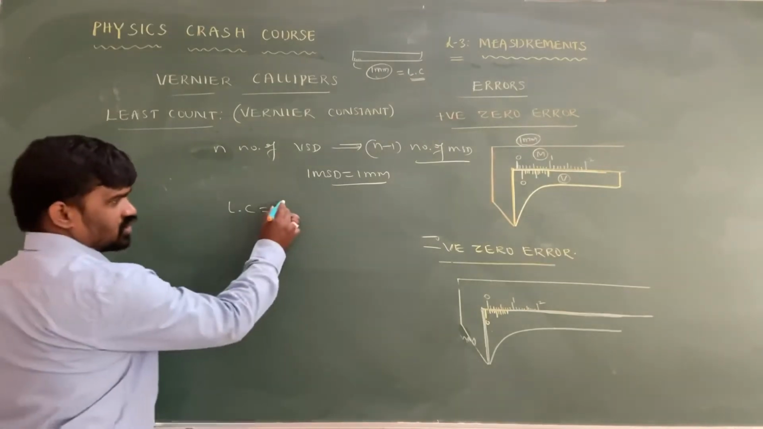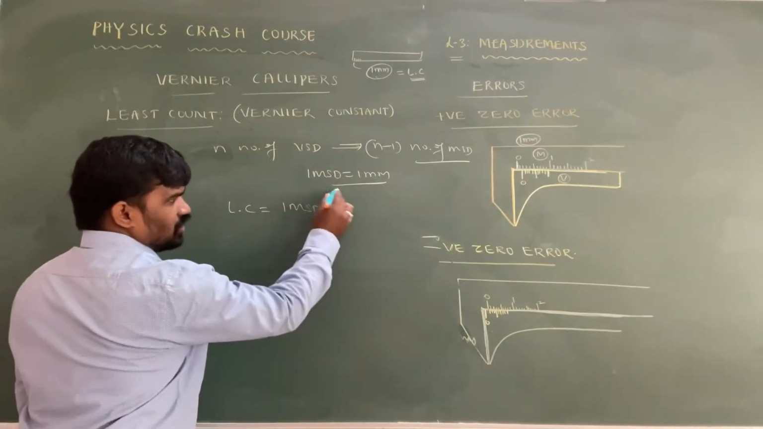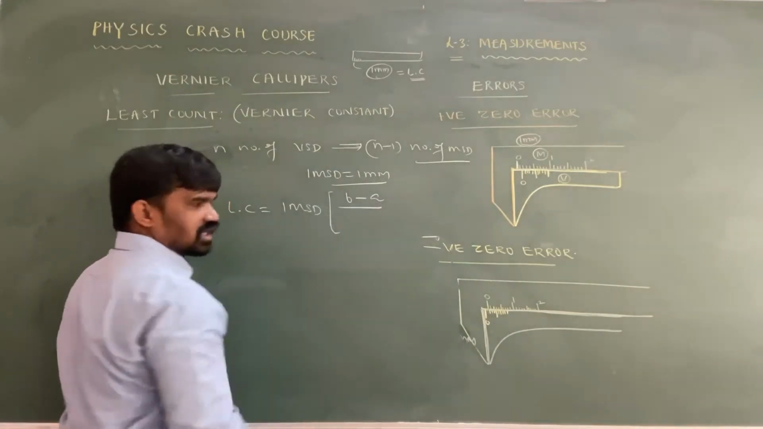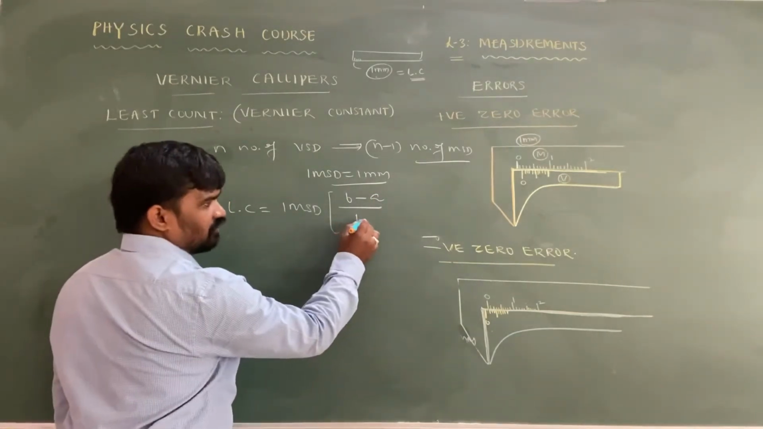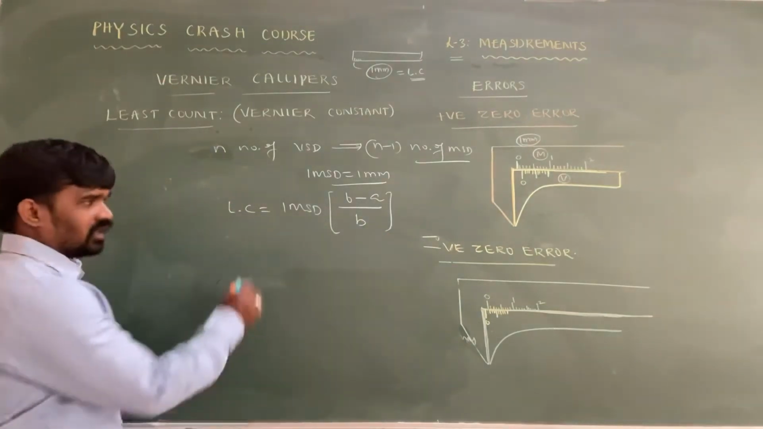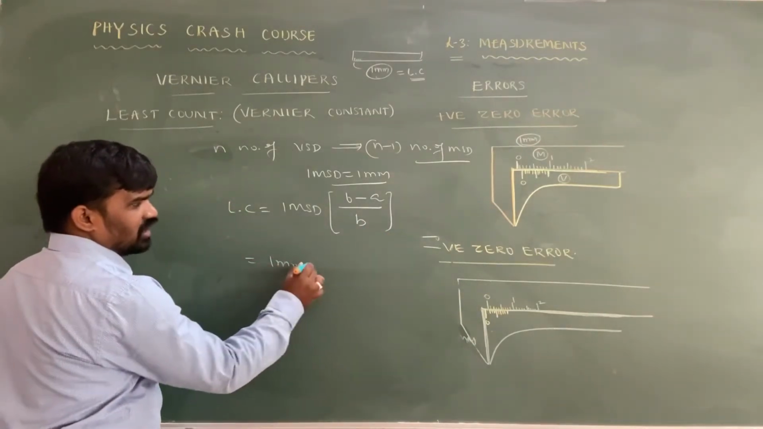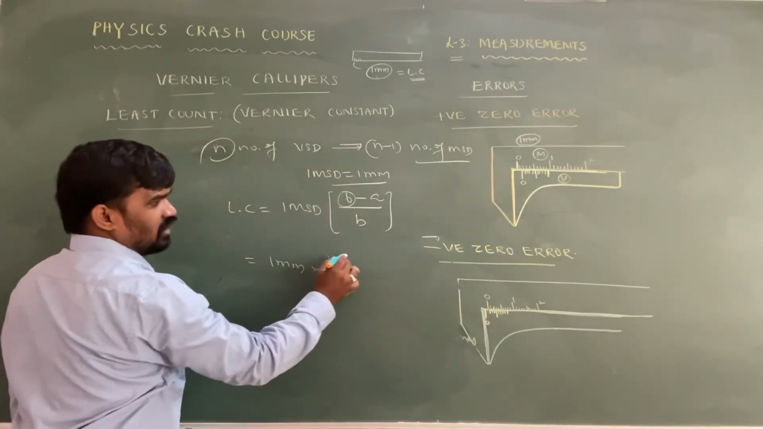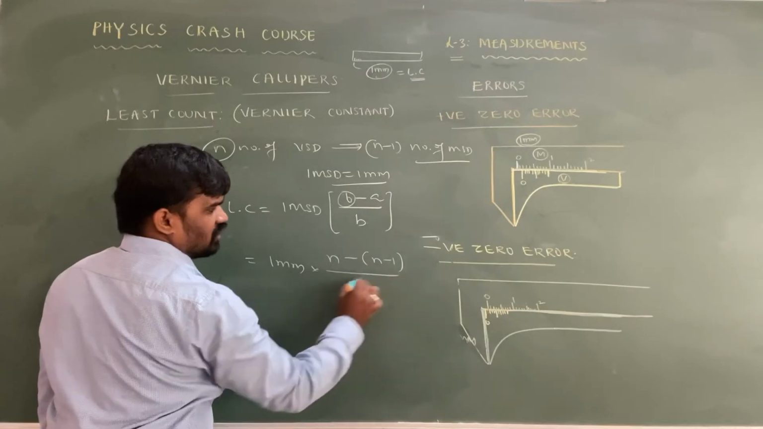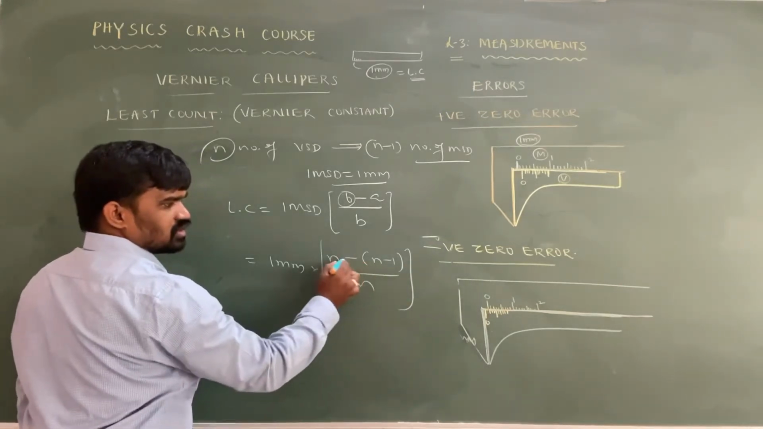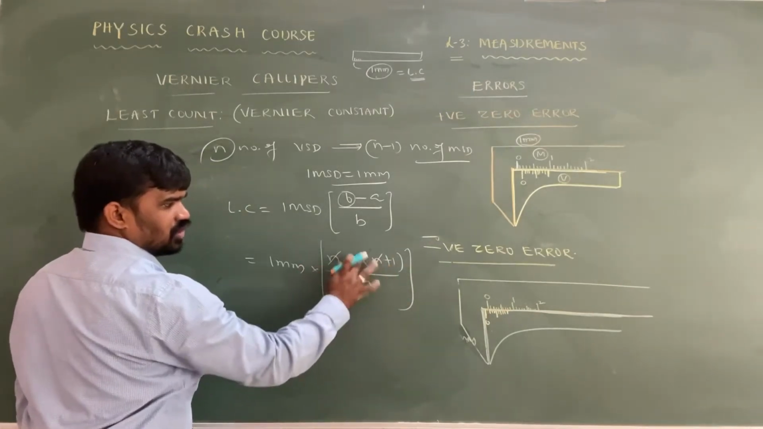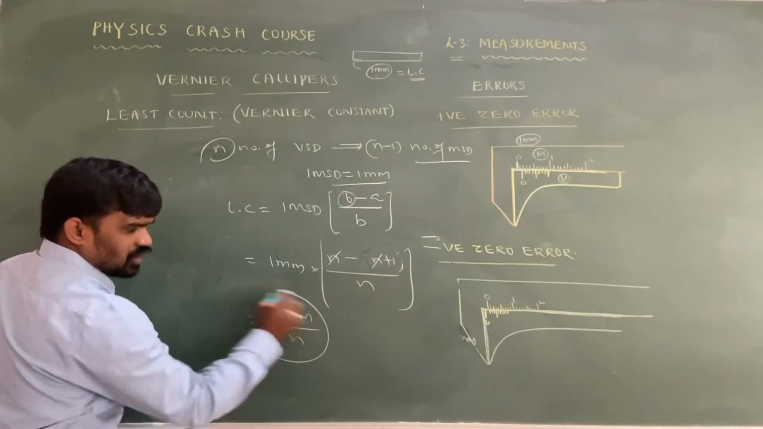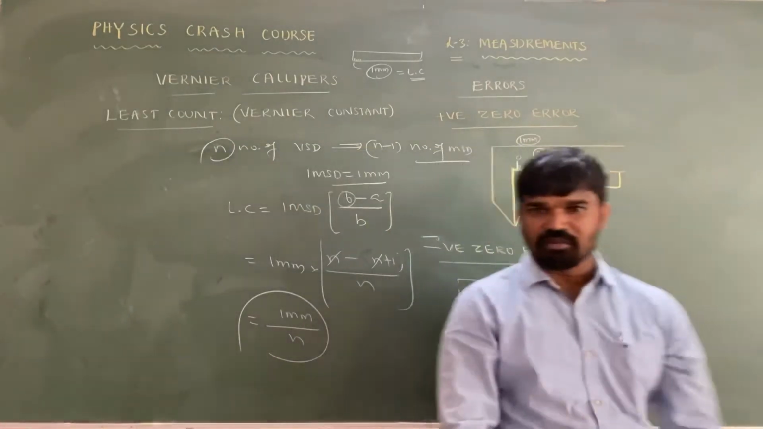Least count equals 1 MSD into number of vernier scale divisions minus number of main scale divisions, divided by number of vernier scale divisions. Remember this one. So 1 MSD, 1 millimeter, into n minus (n minus 1) by n. So this is minus n plus 1, so n is going to be cancelled. Then what is the answer? 1 millimeter by n.